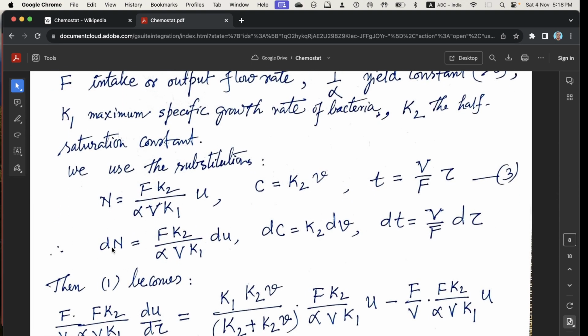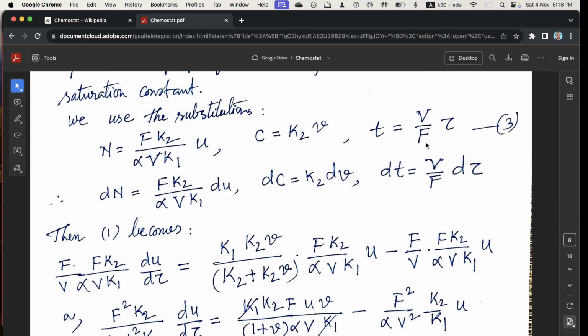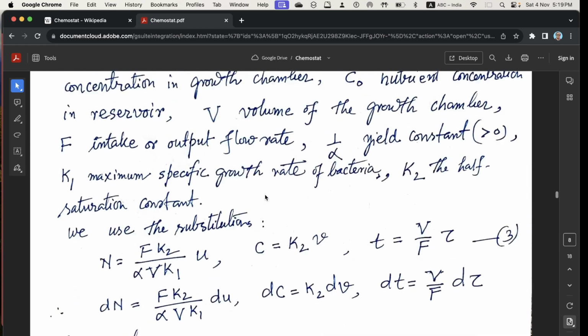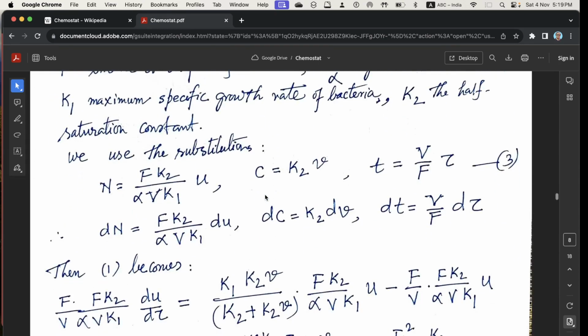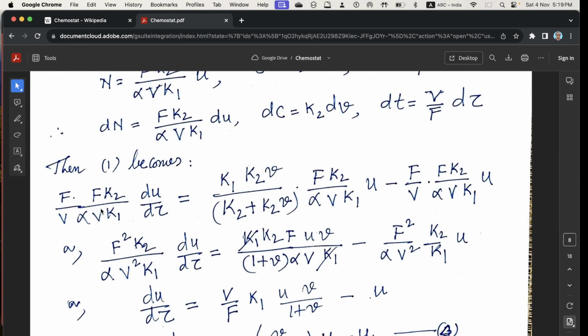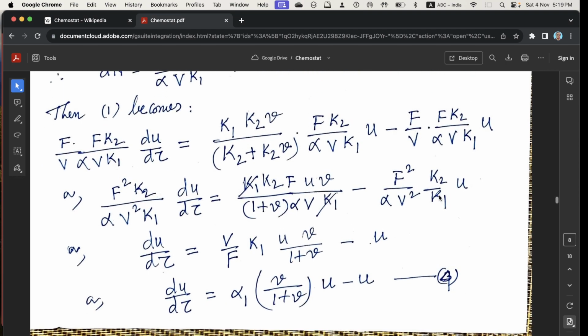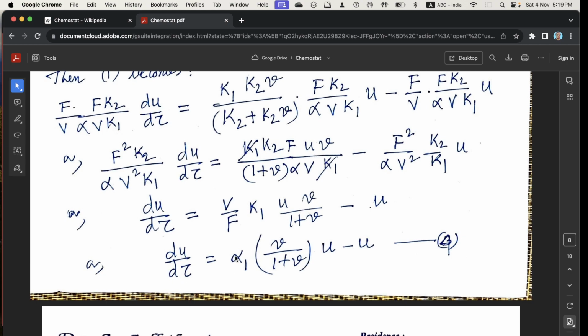Now we use the substitution N equal to F K2 by alpha V K1 into u, C equal to K2 v, t equal to V by F into tau. Obviously, the differential dN equals F K2 by alpha V K1 du, dC equals K2 into dv, and dt equals V by F into d tau. So in equation 1, that is dN by dt, we get this, and after simplification we get du d tau equal to alpha 1 v by (1 plus v) into u minus u.